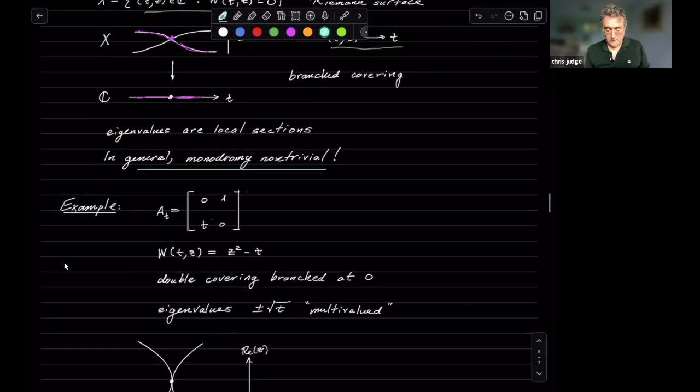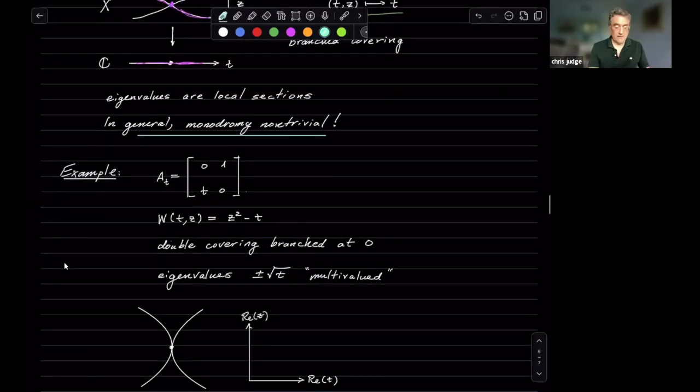I think this example is also due to Rellich, I believe. Let's just take this family of matrices (0, 1; t, 0). Then you can see the characteristic polynomial is z squared minus t, so the Riemann surface is a double covering of the t-plane branched at 0, and we get that the eigenvalues are plus or minus the square root of t, right? But this is very bad, right?